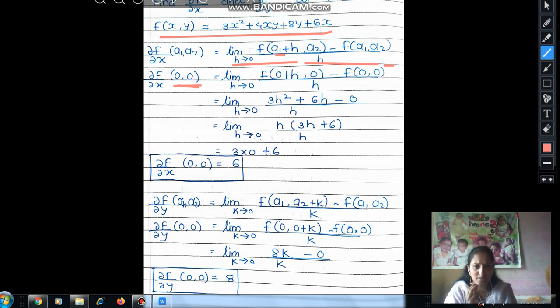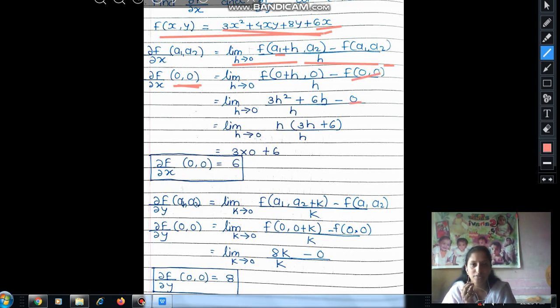So here we substitute f of (0 plus h, 0), that is (h, 0). So the coordinates of f are h and 0. Replace x with h and y with 0 in the above function. We get 3h square; in 4xy, y is 0, so this term is 0, and 8y is also 0. So only 3h square plus 6h, minus f at (0, 0). The values of x and y are 0, so the whole function is 0. So f of (0, 0) is 0.